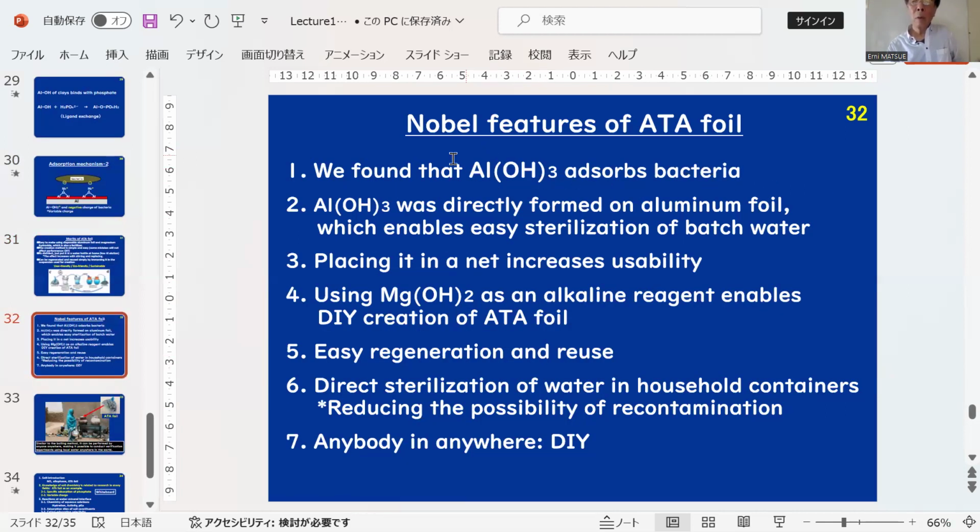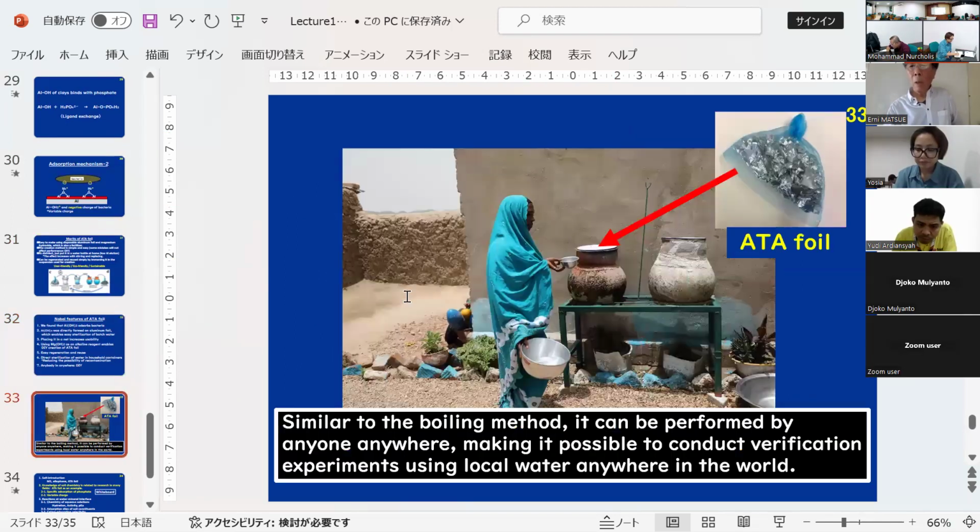So we found that LOH3 absorbs bacteria. This is a new finding. Anyway, this is a repetition of the previous slides. The lady again comes, puts ATF oil into the water pot, and then it absorbs bacteria.